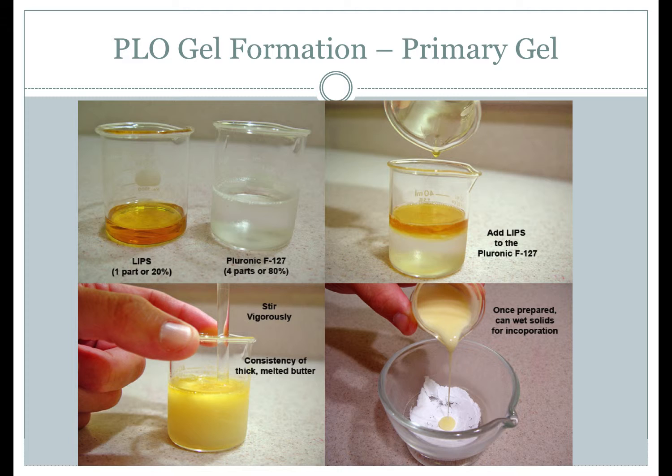Once the primary PLO gel has formed, it can be used to wet and incorporate solids as illustrated in the picture on the lower right. Once all of the solids have been incorporated and thoroughly mixed, the gel can be transferred to a final dispensing container.